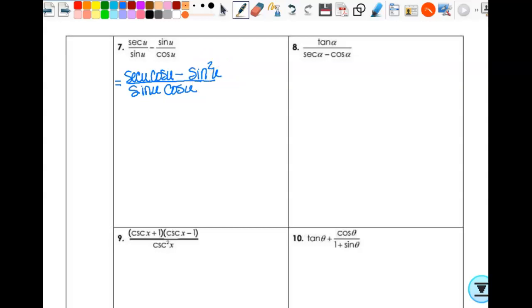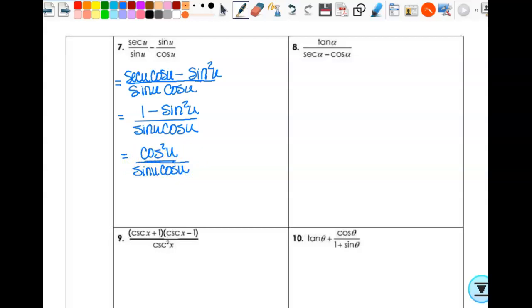Okay. Everybody good so far? Can I cancel these cosines out right here? No. Okay, but what is secant times cosine? How are they related to each other? They're reciprocals. So secant times cosine gives you what? 1. So this gives me 1 minus sine squared in the numerator over sine u cosine u. What is 1 minus sine squared? Cosine squared. So now I have cosine squared u over sine u cosine u.